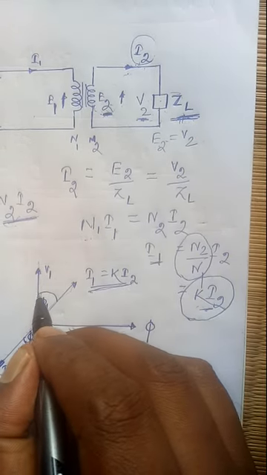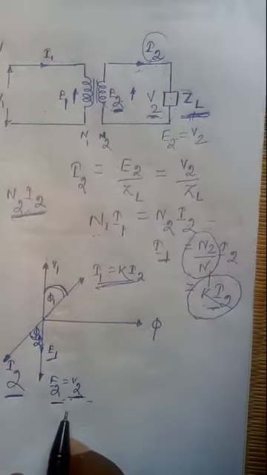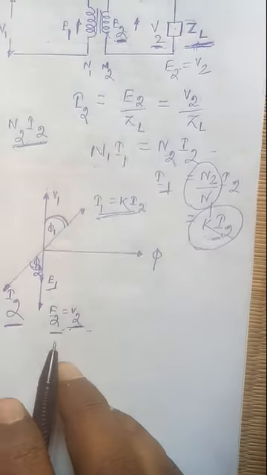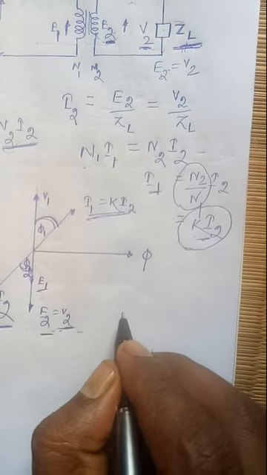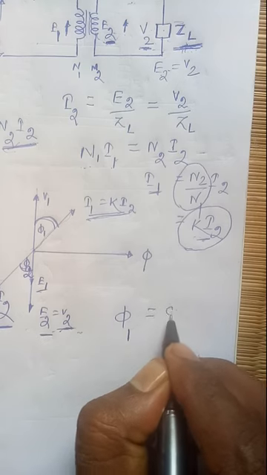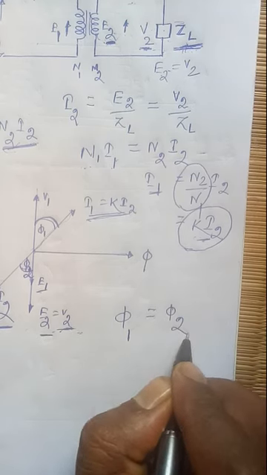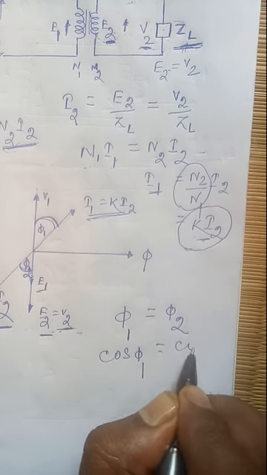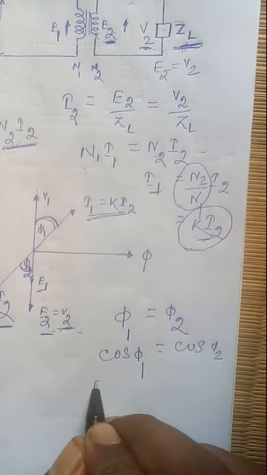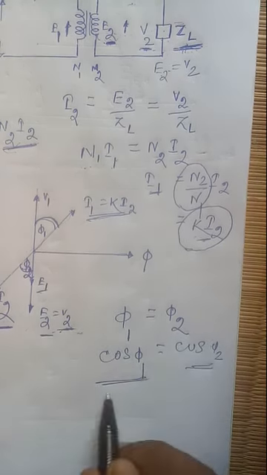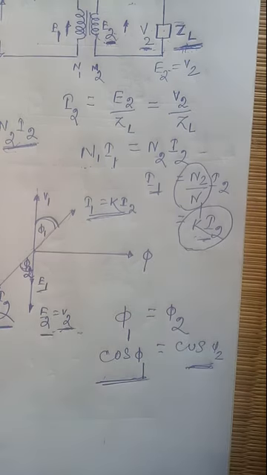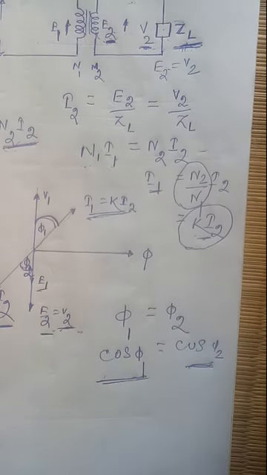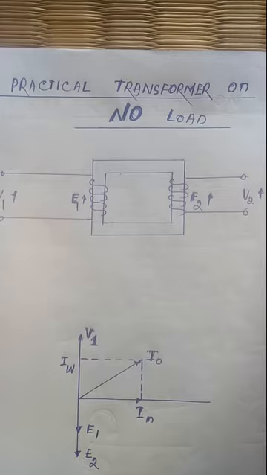Now the angle between V1 and I1 is equal to phi 1. Under this case, phi 1 will be equal to phi 2. That means cos phi 1 is equal to cos phi 2. That means the input power factor, the primary side power factor, is equal to the output power factor. The primary power factor is equal to the secondary power factor.